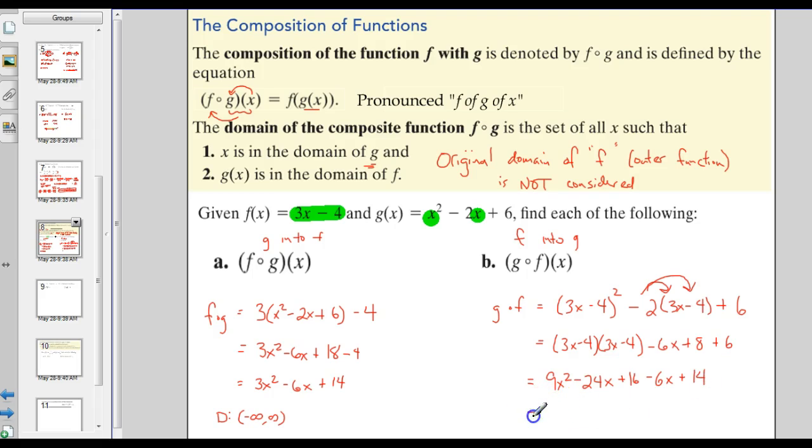And then combine your like terms. So we get 9x squared, nothing else is like that. Minus 24x minus 6x is minus 30x. Plus 16 plus 14 is plus 30. Right? Again, polynomial, so still no domain restrictions.